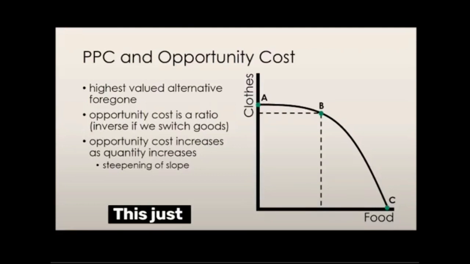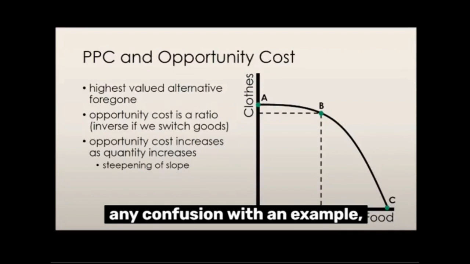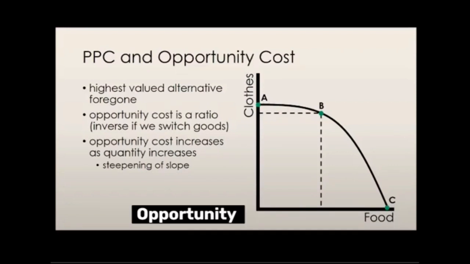Opportunity cost is defined as the highest valued alternative foregone. This just means that whatever you're giving up in order to get something else is considered the equivalent of the cost. If you don't understand the next little bit, don't worry. I'll clear up any confusion with an example. Just bear with me. Opportunity cost is seen as a ratio.